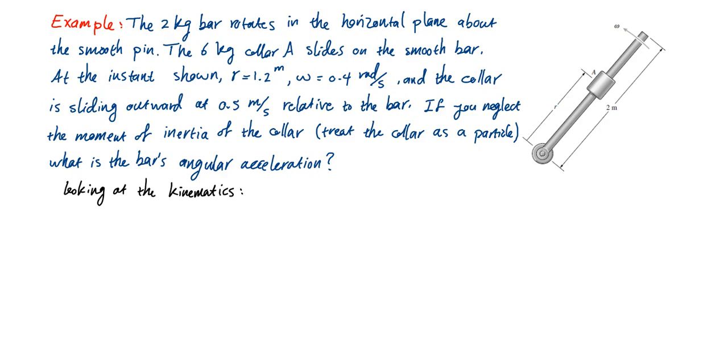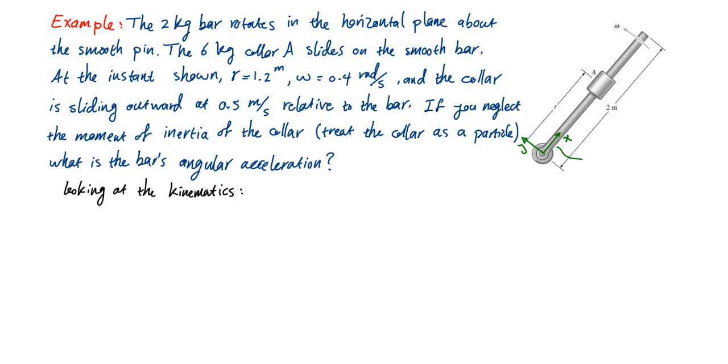Now, what do we have? I have to decide where to put my frame and to which object I have to attach it. So I'm going to put it on this point, the point that the bar is rotating around. Let's take this as X and this as Y. That's the fixed point, so it's a good place to start, and I know the relative velocity between this collar and the bar, so I'm going to attach the frame to the bar so I can take advantage of that knowledge.